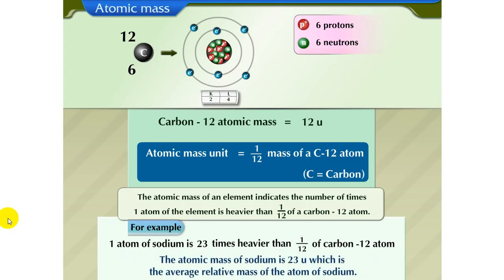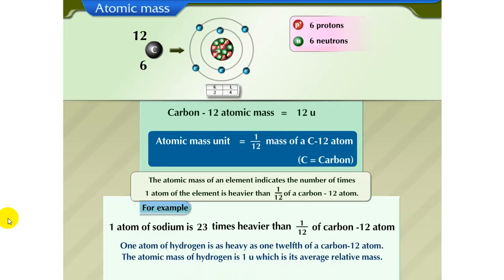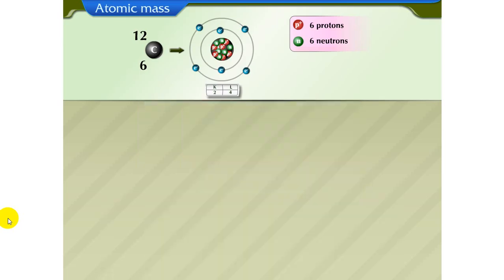Thus, the atomic mass of sodium is 23 units, which is the average relative mass of the atom of sodium. 1 atom of hydrogen is as heavy as 1/12 of a carbon-12 atom. Thus, the atomic mass of hydrogen is 1 unit, which is its average relative mass.